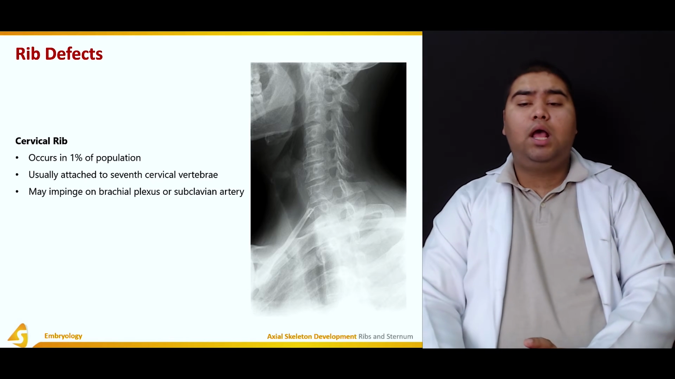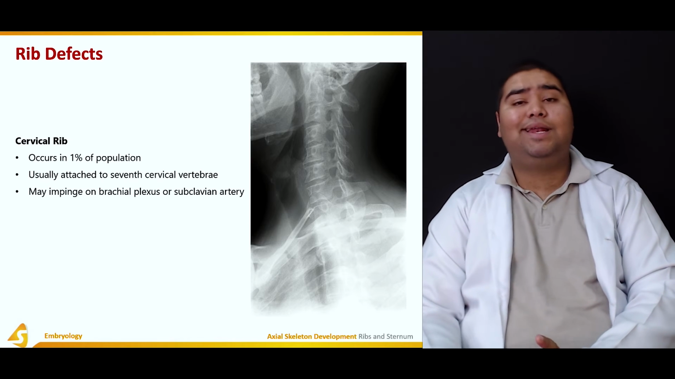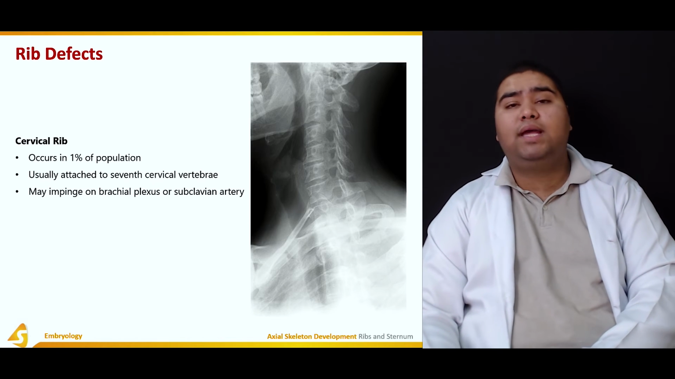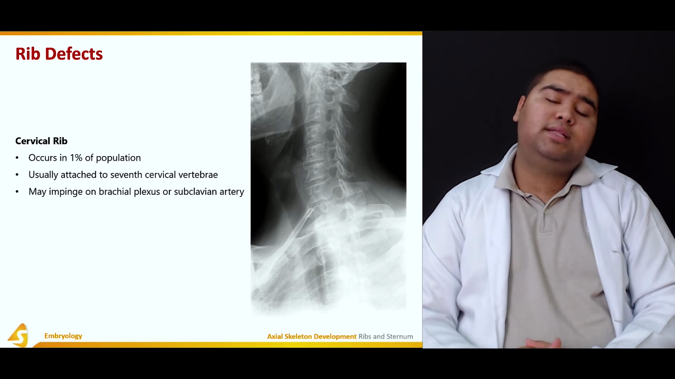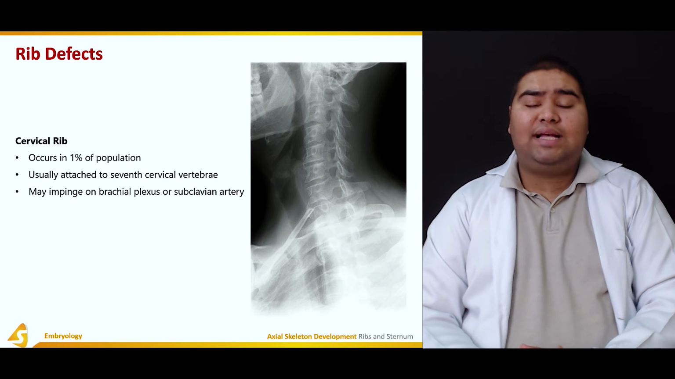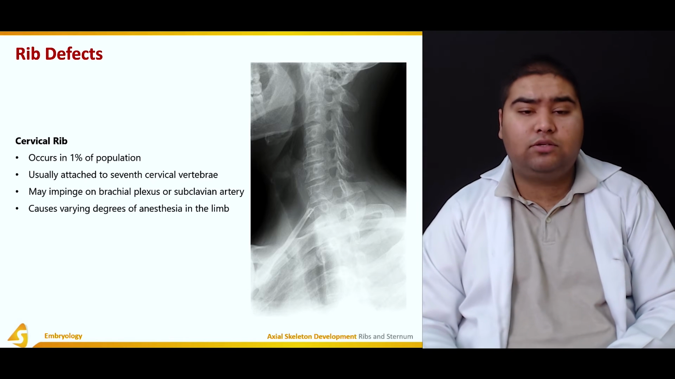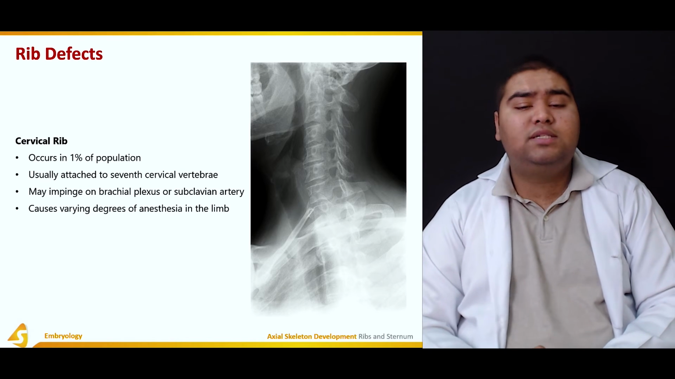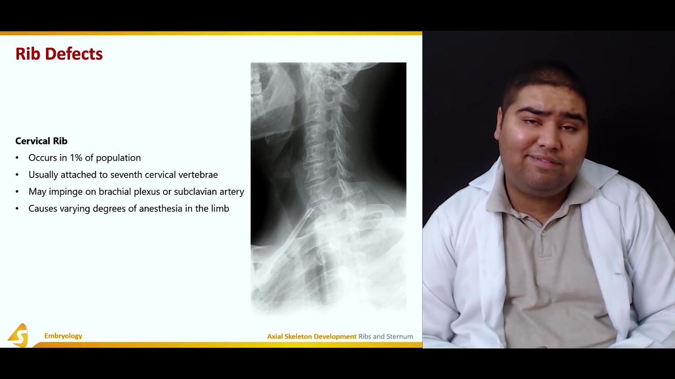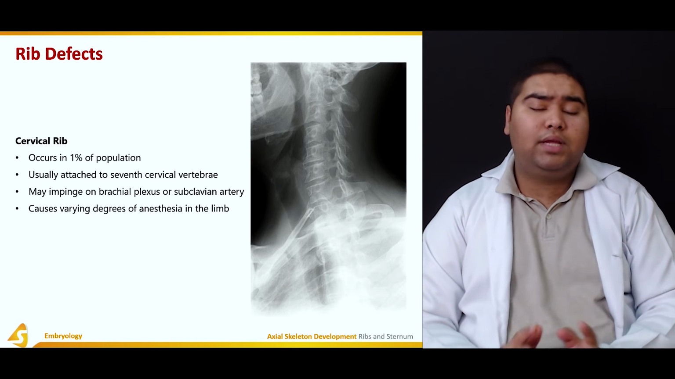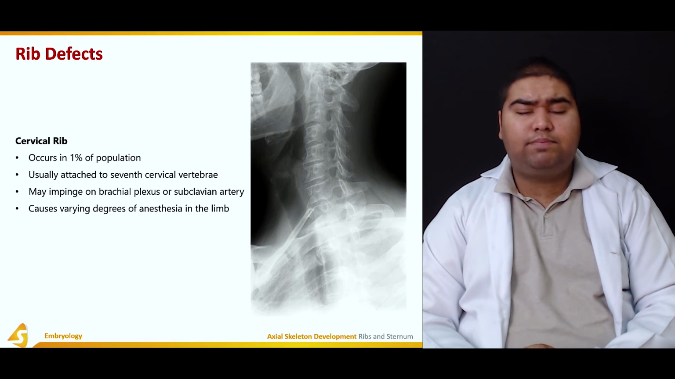Obviously, the location compacts the thoracic inlet. The thoracic inlet is already a very tight space, and very important neurovascular structures, including the subclavian artery as well as the brachial plexus, lie there. So it can have an impinging effect on that, which can cause varying degrees of anesthesia in the limb. The person may have atrophy. It is a very detailed discussion which will be taken up in subsequent lectures.